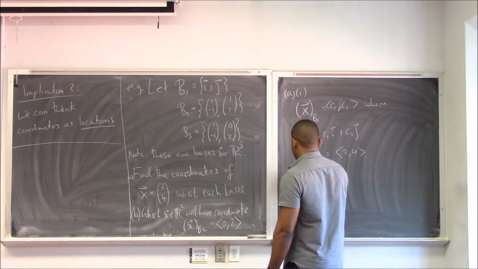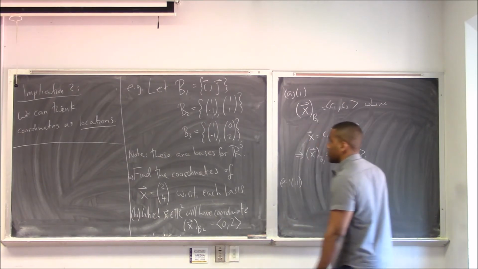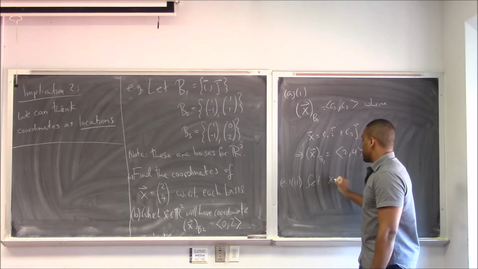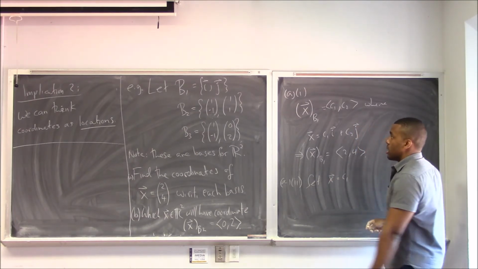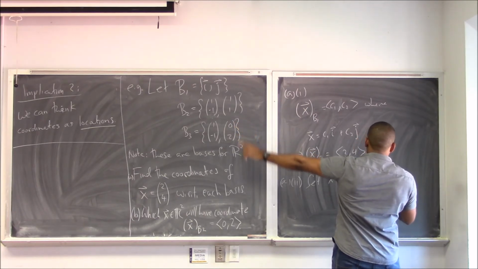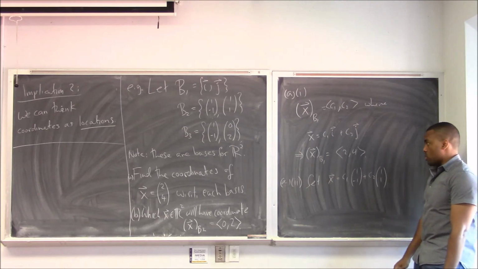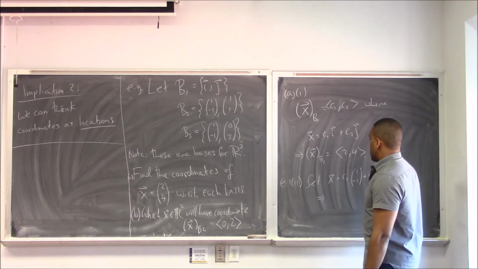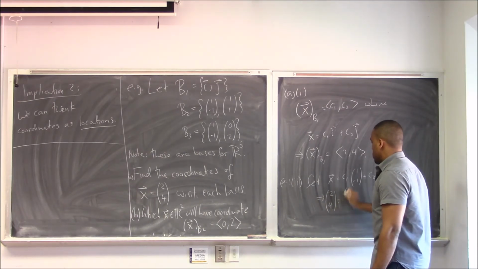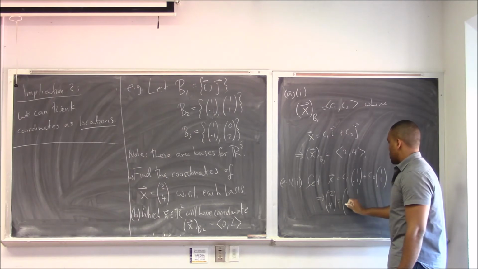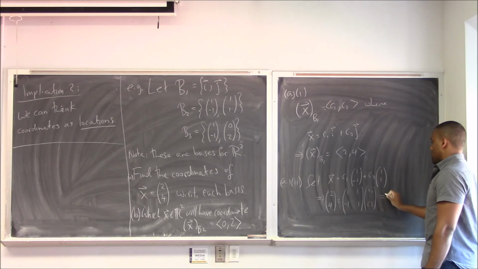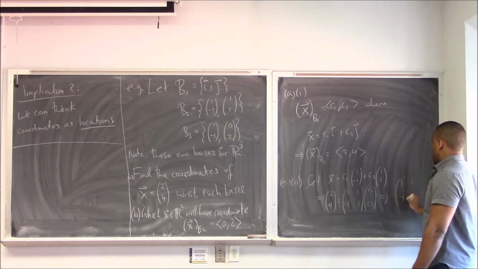Let's look at the second one though. In this case, we'll set x to be C1 times this vector plus C2 times that vector, and I want to find C1 and C2. This means I need (2, 4) to be equal to the matrix (1, -1), (1, 1) times (C1, C2). And so I have to solve this system.